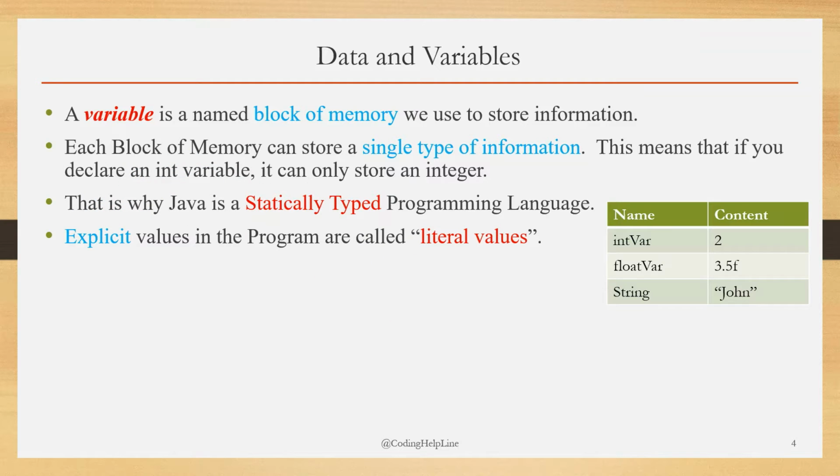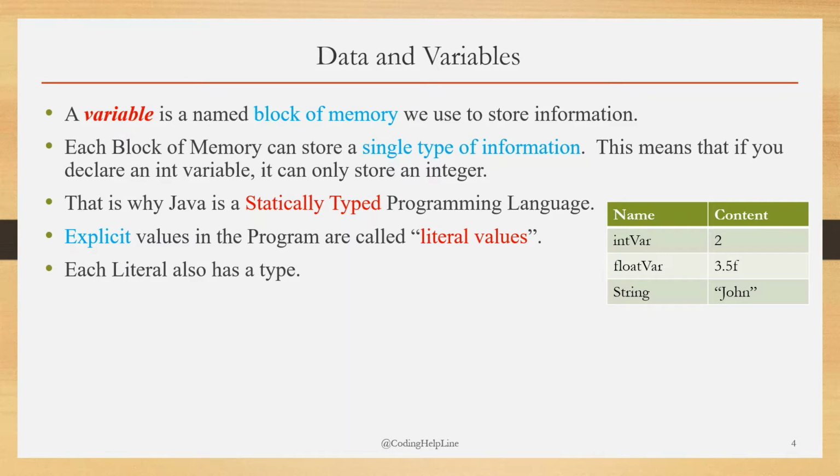Explicit values in the program are called literal values. For example, when we name a block of memory through a variable name, we put something into that memory block. That value is called a literal value. For example, integer var is the name of the memory block, but 2 is the value. That is a literal value.